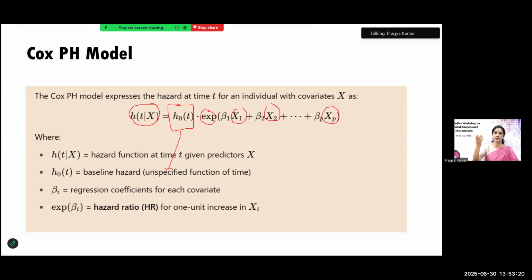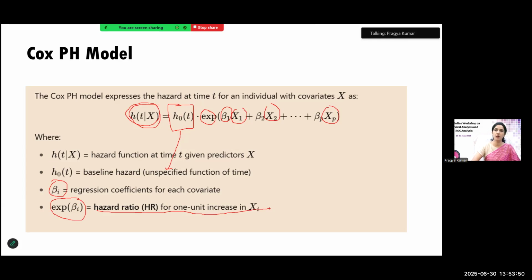The software gives it, but we have just checked it. If you take the exponent of that coefficient, which is beta 1, this beta 1 is the variable's coefficient, it gives you the hazard ratio of that particular variable. So this h0(t) is the baseline hazard, and this h(t|x) is the hazard function at time t. And this beta is the regression coefficient for each covariate. And this exponent of beta, that is the hazard ratio.